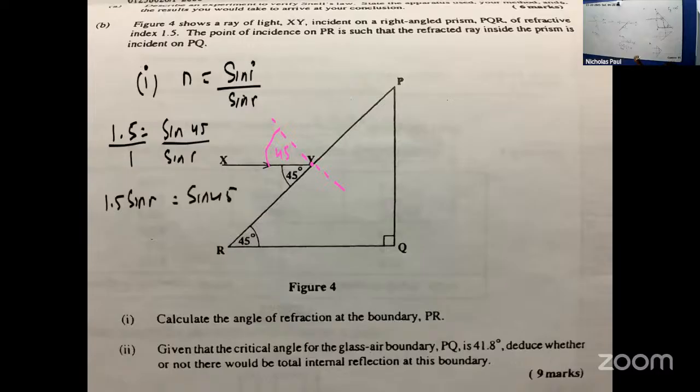If you want, you can work it out, but if you don't want to round up too much, leave it at sine 45, right? Move across the 1.5, and I have sine inverse of sine 45 over 1.5. How much is that? 28.1 degrees, right? Does that make sense? Should it have been bigger than 45 or smaller than 45? Smaller, right? Because it's going into a more dense medium.